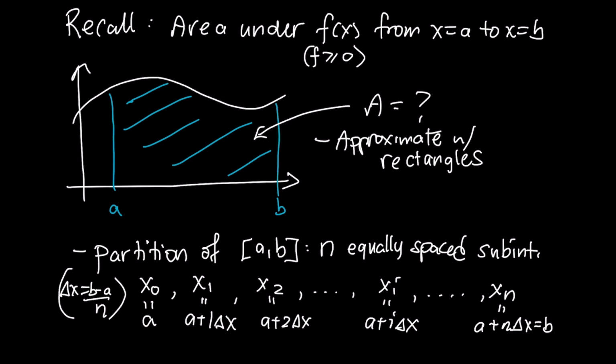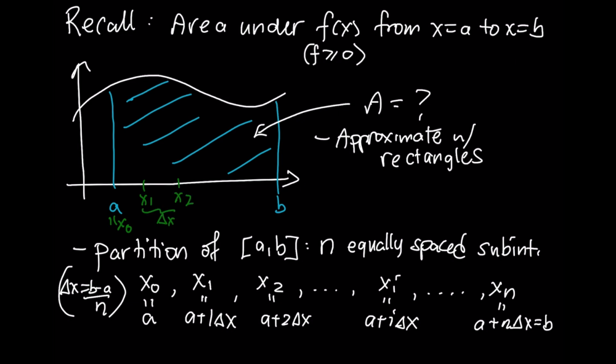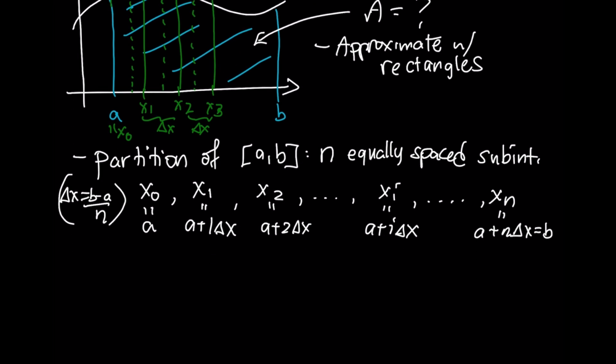Now this requires a set of points. So this first location is x0. Come up with a second location x1 and then x2. Each of these is separated by the same width. Now you pick some sample point somewhere in that subinterval and you build a rectangle based on where that sample point intersects your function. So if you do this for all the subintervals, the area underneath the curve gets approximated by the areas of these individual rectangles.